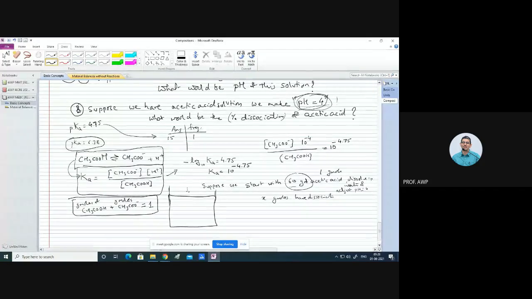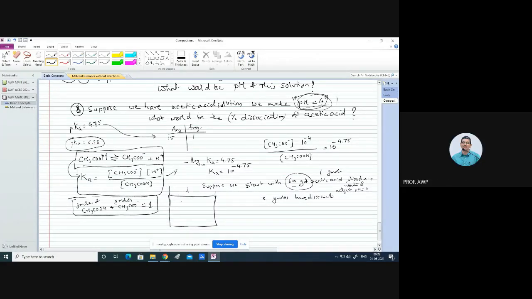Acetic acid will dissociate. Now I want the pH to be equal to 4. So I will take a pH meter, put it inside, or I will take a pH paper. I will keep on adding sodium hydroxide till the pH becomes equal to 4. Right? Yes, sir.